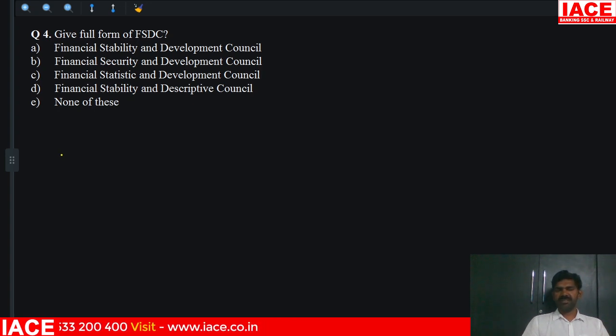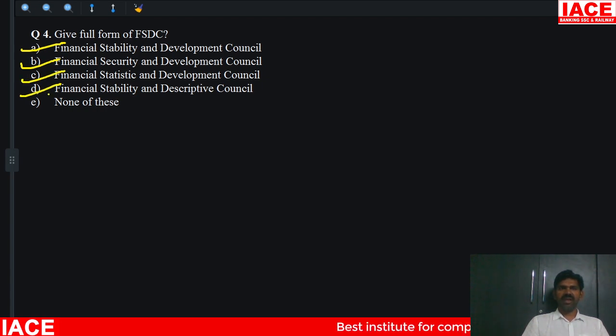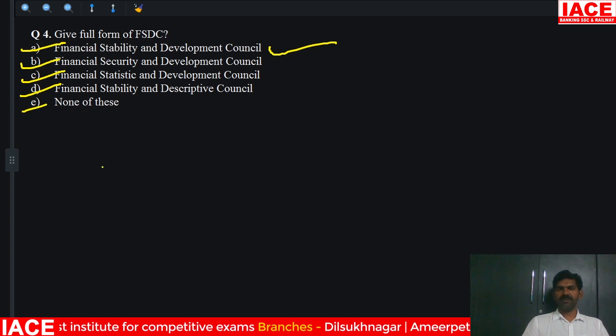Give the full form of FSDC. So what options do we have? Financial Stability and Development Council, Financial Security and Development Council, Financial Statistic and Development Council, Financial Stability and Descriptive Council, none of these. The answer is the first one: Financial Stability and Development Council, FSDC. Very, very important.